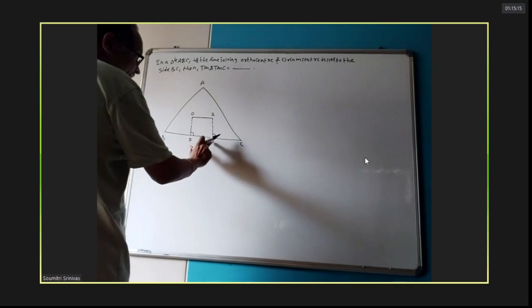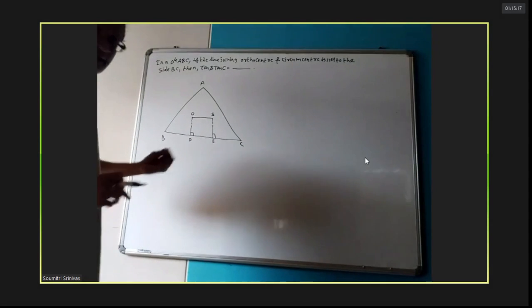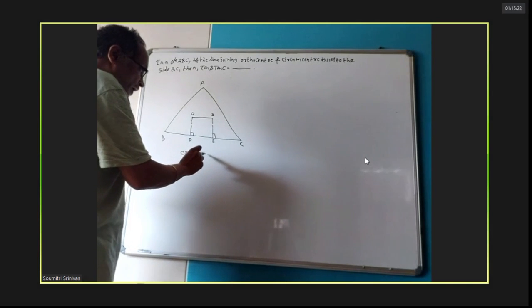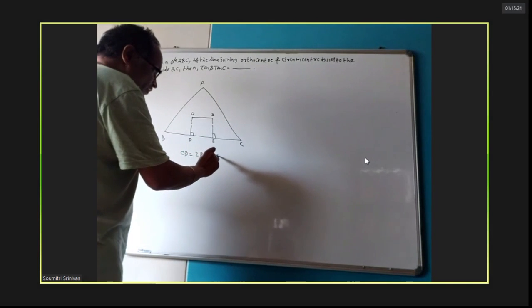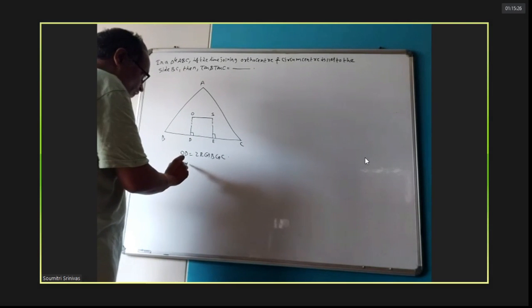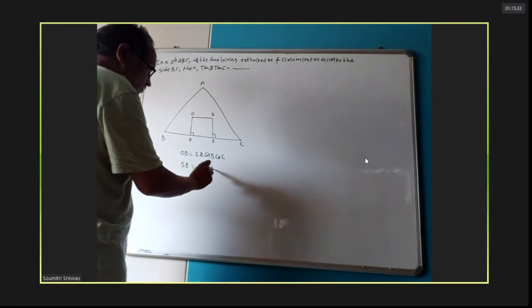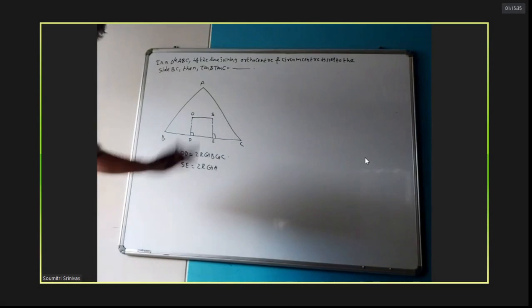What is OD, man? Just now I gave a formula. What is OD? 2R cos B cos C. What is OE? What is SE? Just now I gave the formula: 2R cos A. Correct?